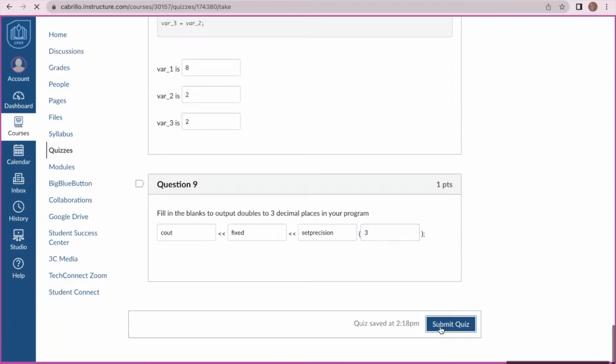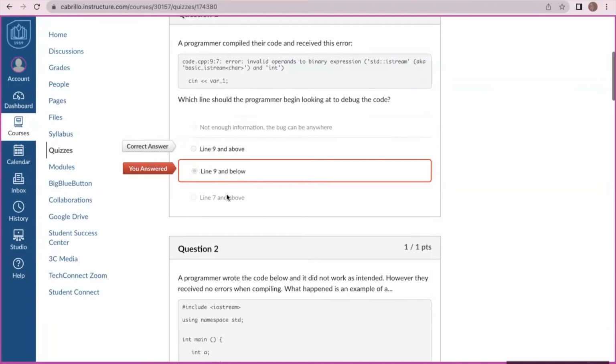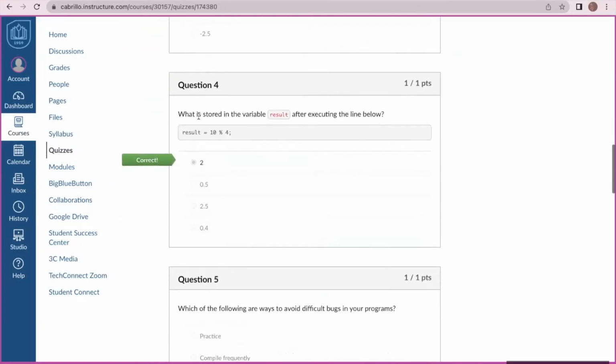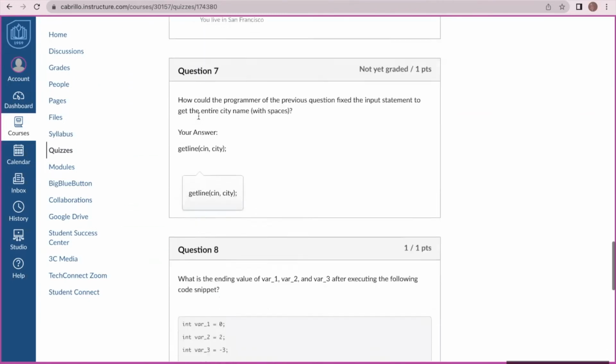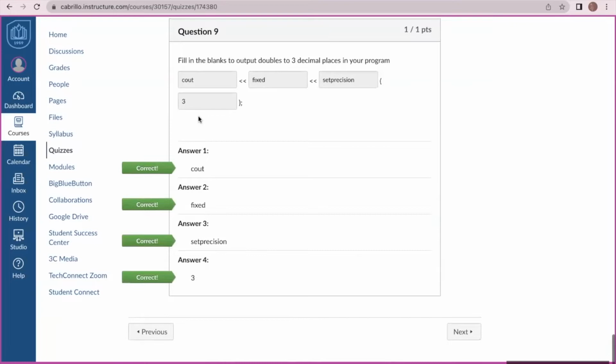So I'm going to submit this and verify. Oh, I clicked the wrong one. My bad. We talked about why it's not this one. I clicked the wrong one. I'm very sorry. You guys know that it was line 9 and above. All right, cool. Everything but that first one where I clicked the wrong button came back all right. So does anyone have any questions on anything that we covered in this quiz before we move on to our math stuff?